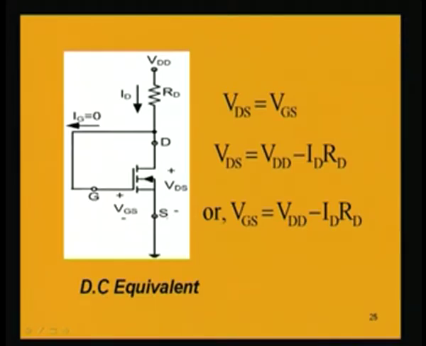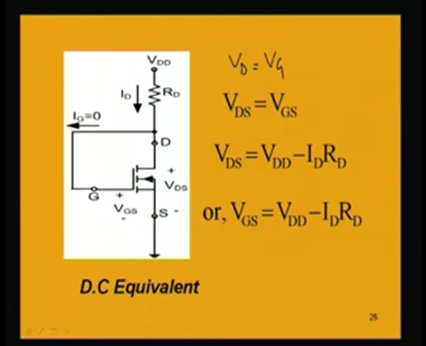So, now what will be the drain voltage with respect to source? VDS equal to VGS, because we know that this point and this point are same, there is no difference as there is no drop, it is a short circuited path. So, VD is equal to VG, or VDS equal to VGS. Source is the reference. So, drain to source voltage is equal to gate to source voltage, because these 2 points are equivalent.